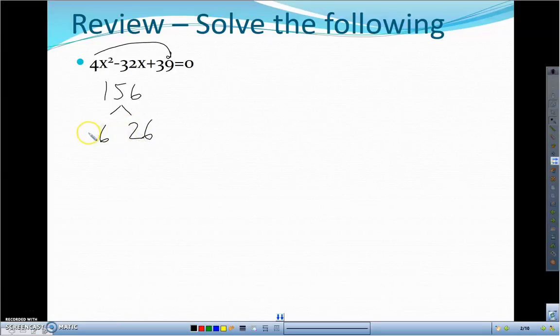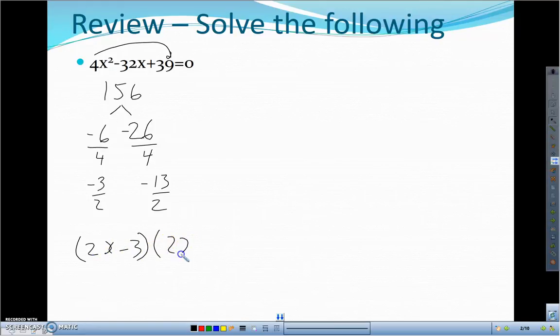Of course, I've been doing this a long time, so I have a little bit more experience with doing this. We take both these numbers, divide by 4, divide by 4. If I was in your situation, I'd probably be doing a lot more factors. And so this says that this is going to reduce into minus 3 over 2, and this is going to become minus 13 over 2. Ultimately, this will convert into 2x minus 3 and 2x minus 13 is equal to 0.